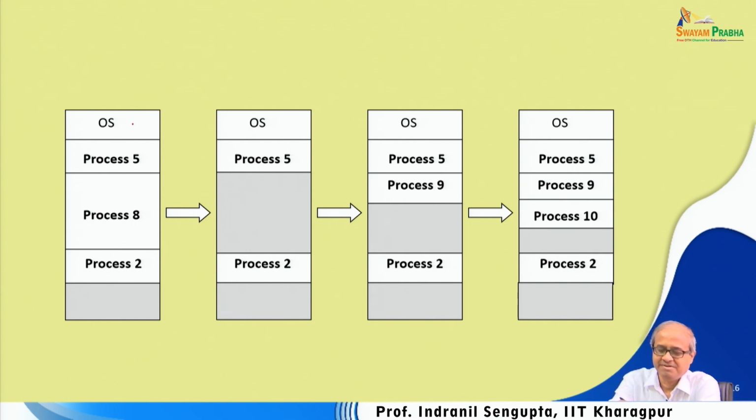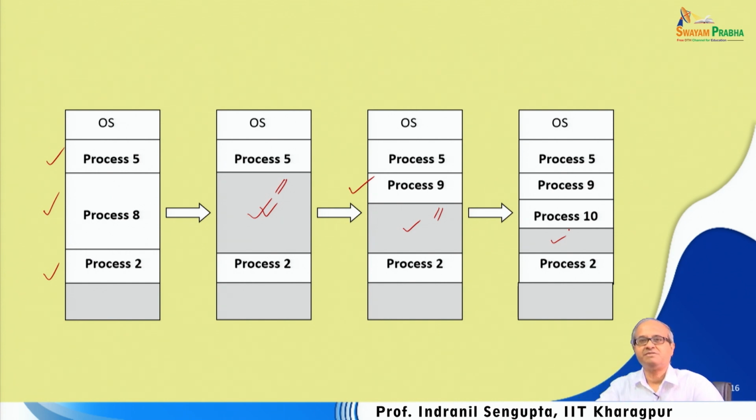So, initially let us say this was the scenario: process 5, process 2, process 8, 3 processes were there, process 8 finished. This is now a new hole. Process 9 comes, it is allocated space from somewhere here. So, process 9 comes here, and the hole becomes smaller. Now, process 10 comes, and it is also allocated space here, so this hole becomes even smaller. Like this it happens dynamically, the holes and the processes change their states in memory.